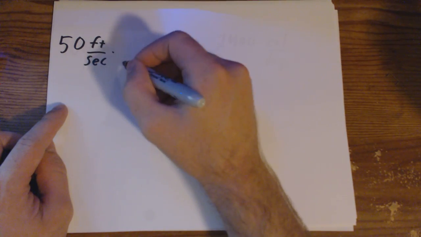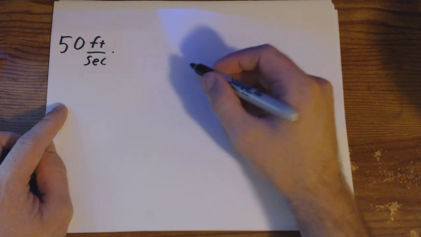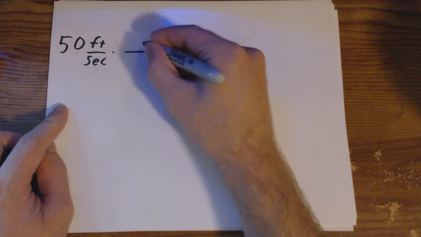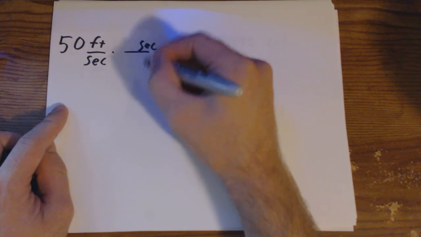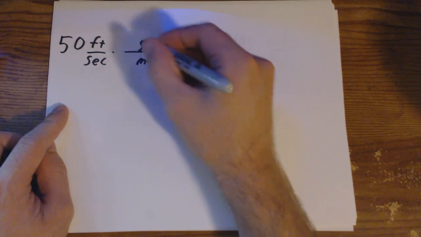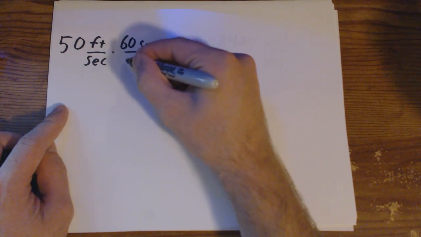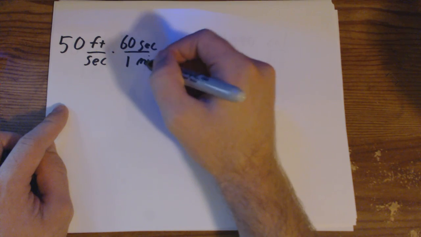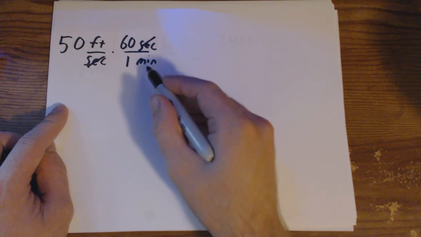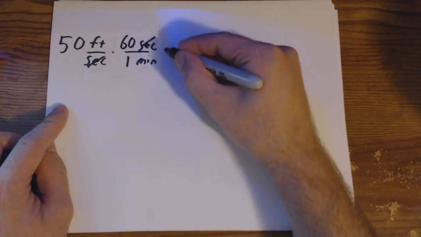So let's start with our time. Instead of seconds, we want to have hours on the bottom. We need to get rid of seconds. Well, if we want to get rid of seconds, we can convert it into minutes to start out with. Okay, we know how many seconds are in 1 minute. 60. 60 seconds in 1 minute. Now, we can cross-cancel these out. But let's keep going. We want hours down here, not minutes.